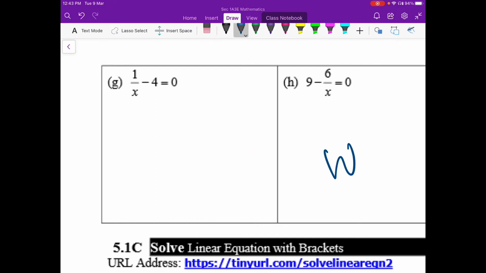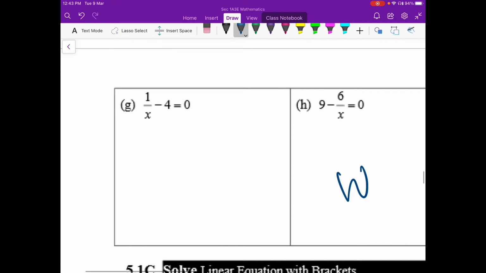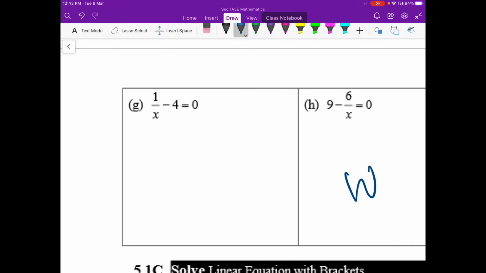In order to make x the subject, now on the left hand side, I have 1 over x minus 4 equals to 0. I only want the x term. Okay, let's plus 4 on both sides. So 1 over x equals to 4. So if 1 over x equals to 4, I already gave the answer. 1 over x equals to 4.